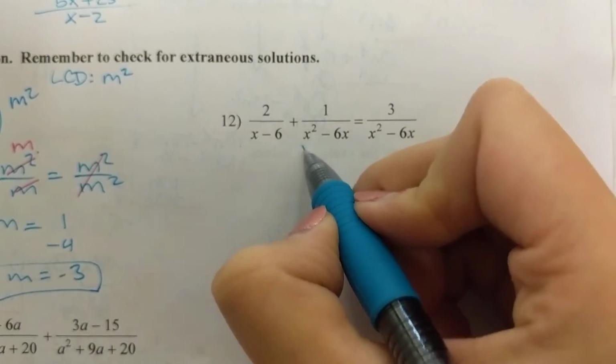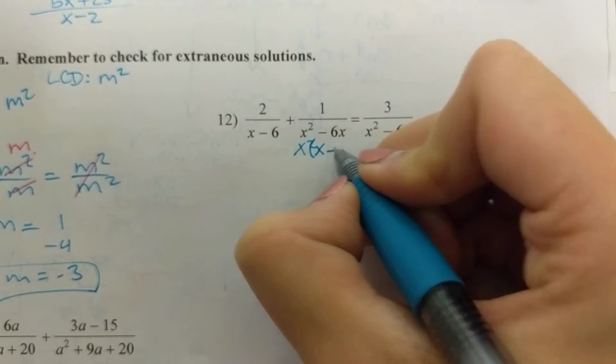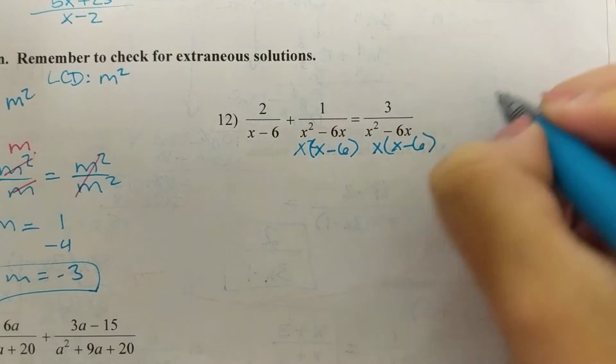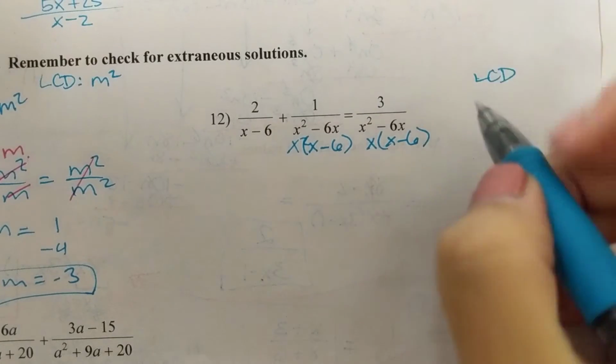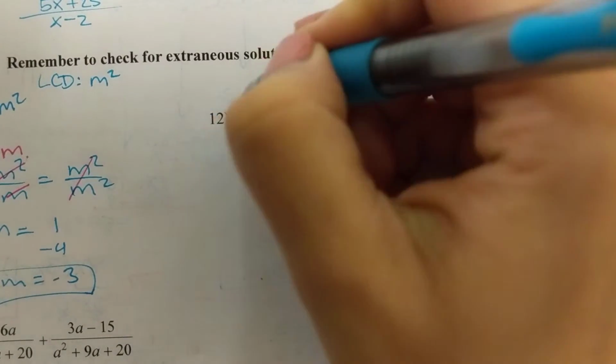All right. Factor any denominators that you have. The GCF is x minus 6, and then this one also factors the same exact way, x minus 6. So my LCD is x times x minus 6. All right, x times x minus 6. Okay, we're going to multiply everything.